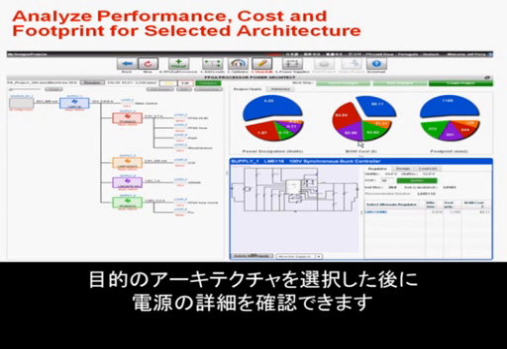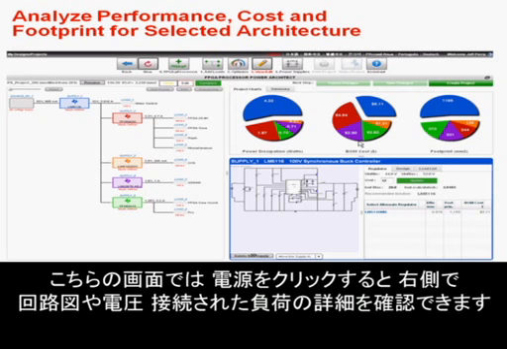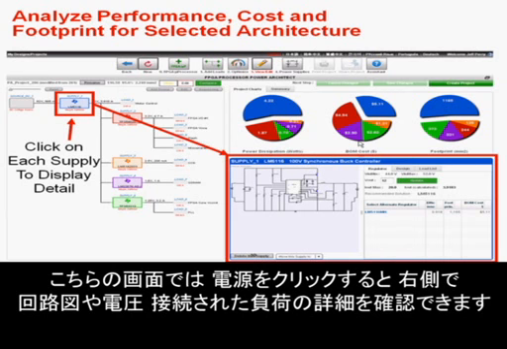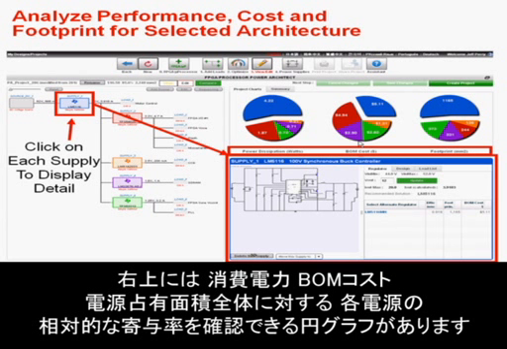After you've selected your desired architecture, you can then go in and look at some of the details about the supplies. On this screen over here we can see as you click on a supply, it'll give you the detail over on the right where you've got some schematics and also details about the voltages and the loads that are attached to that. In the upper right we have pie charts which tell you the relative contribution of that supply to the entire picture of power dissipation, BOM cost, and footprint.